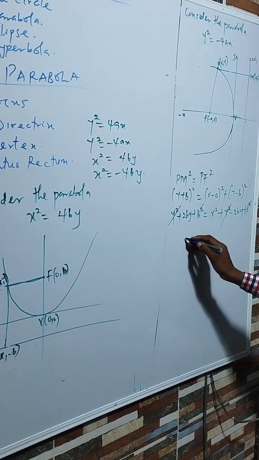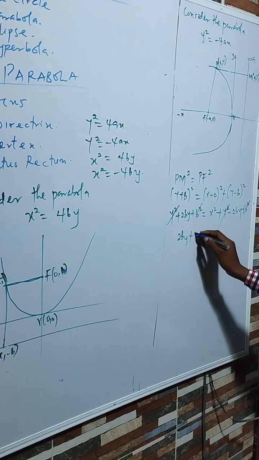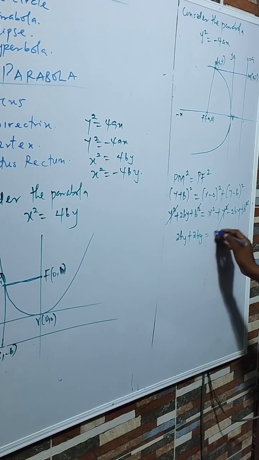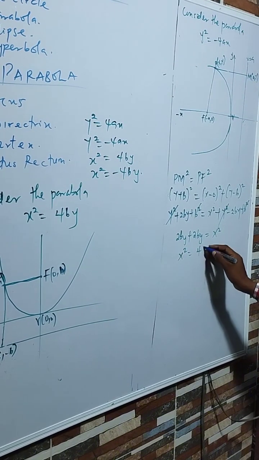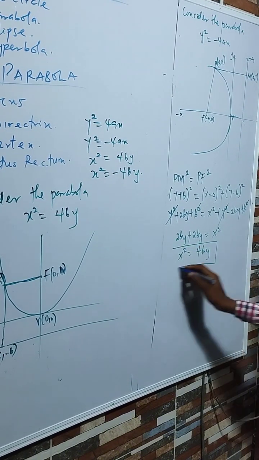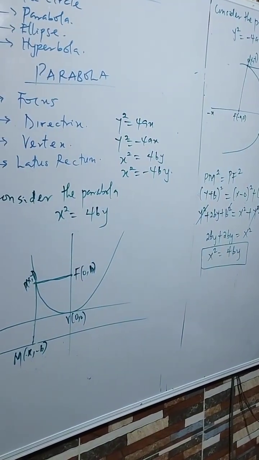Taking this onto the other side, I'm going to have 2by plus 2by equals x square. So my x square now is equal to 4by. So I have been able to show that x square is equal to 4by.